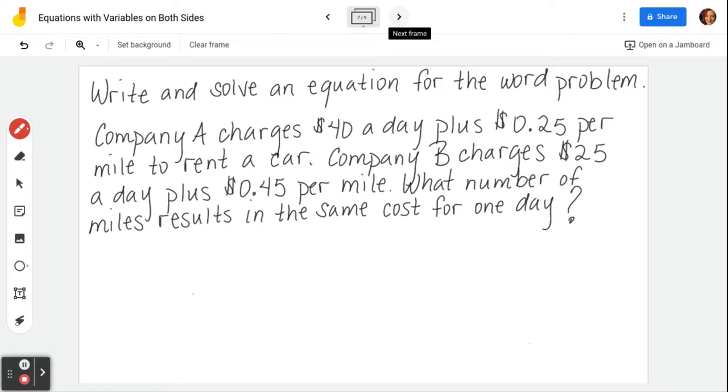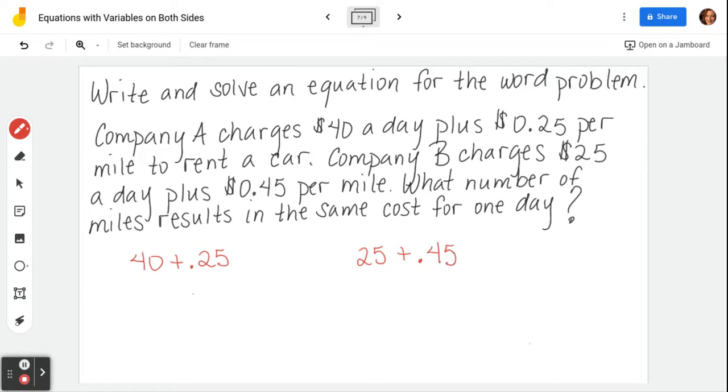Company A charges $40 a day plus 25 cents per mile to rent a car. I'm going to write that down. I don't want to have to reread this 50 billion times, so I'm going to go ahead and write that down. $40 a day plus 25 cents per mile. Well, wait a minute. Are we going to need to use a variable for the day or for the mile? Maybe I better keep reading a little. Company B charges $25 a day, okay, plus 45 cents per mile.